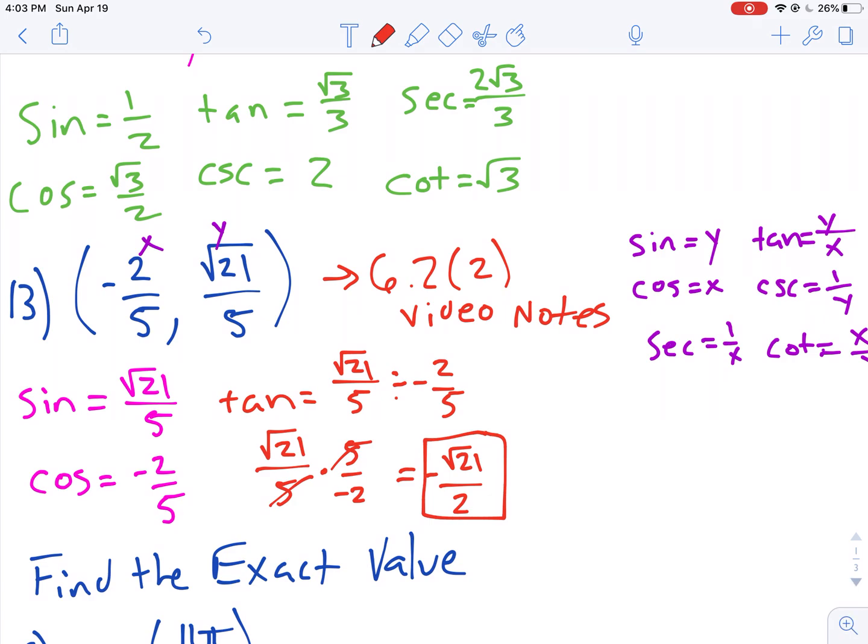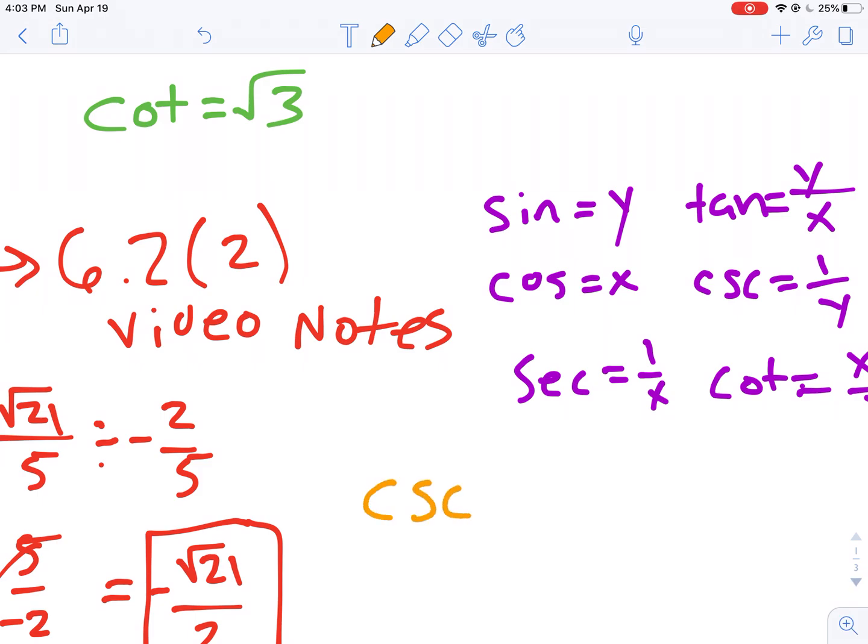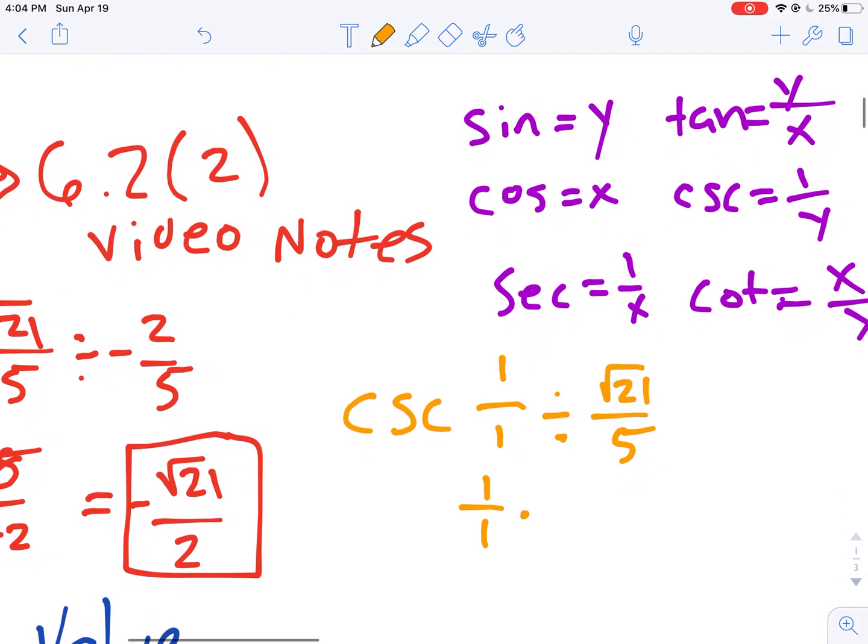So that'll be my answer for tangent. I already have my sine and my cosine. My cosecant is going to end up being 1 over y. So this is going to be 1 over 1 divided by the square root of 21 over 5, which is going to be 1 over 1 times 5 over the square root of 21. Since this is just 1 over 1, that's going to multiply out to be 5 over the square root of 21.